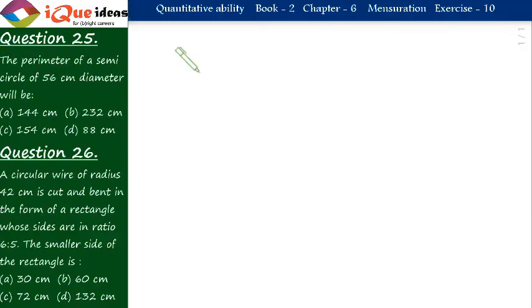Now let's take up question number 25. It says perimeter of a semicircle. Now see, how does a semicircle look like? This is a semicircle. Radius is given.